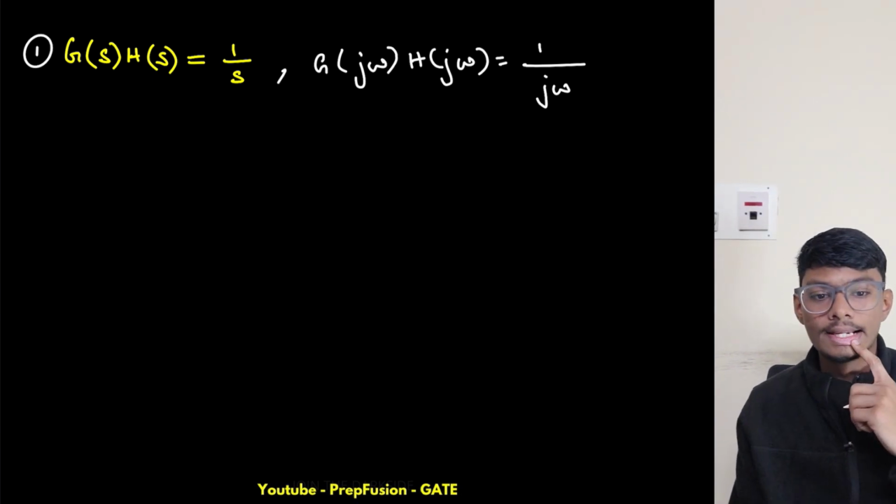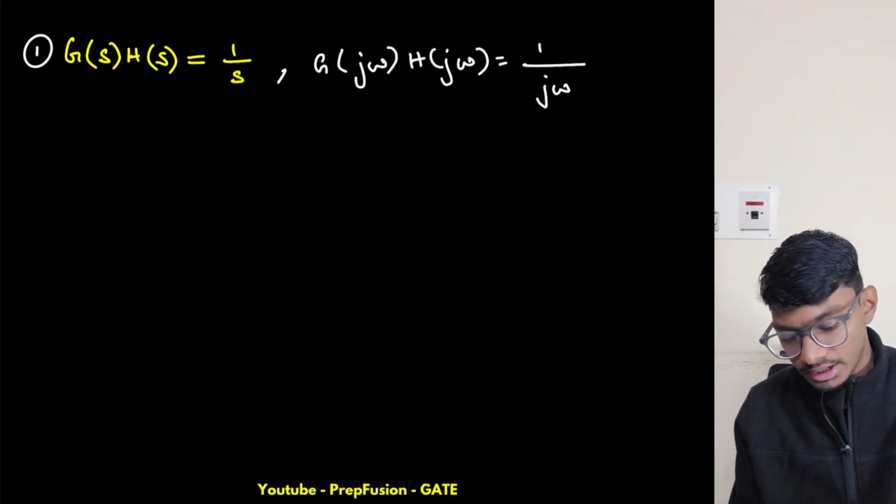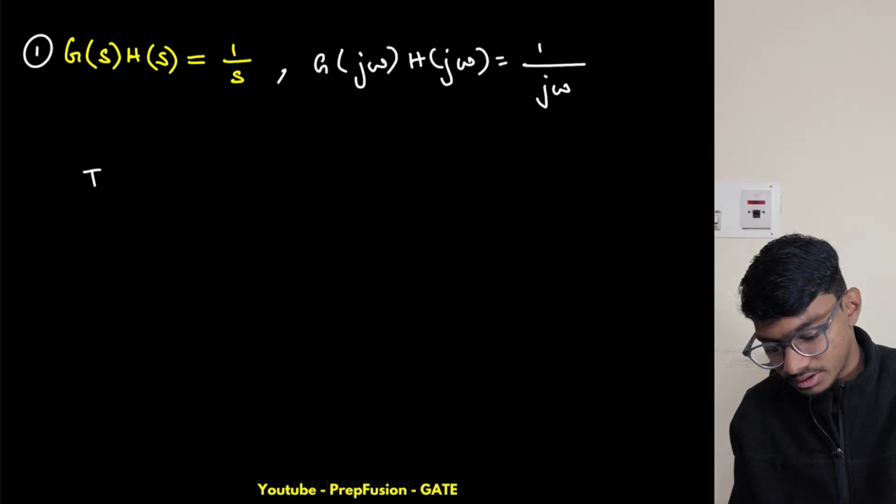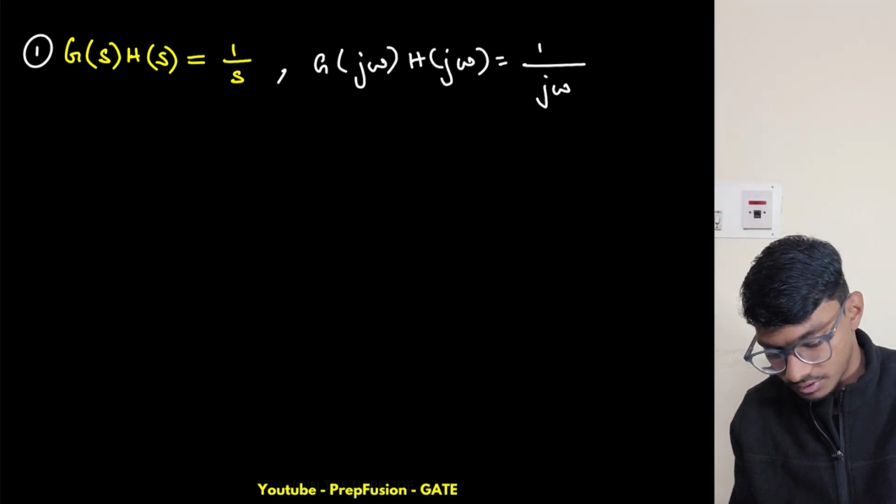Now let's do it using that method. Here, what is the imaginary component? So the imaginary component, if I further rewrite it, I will do it with method 1.